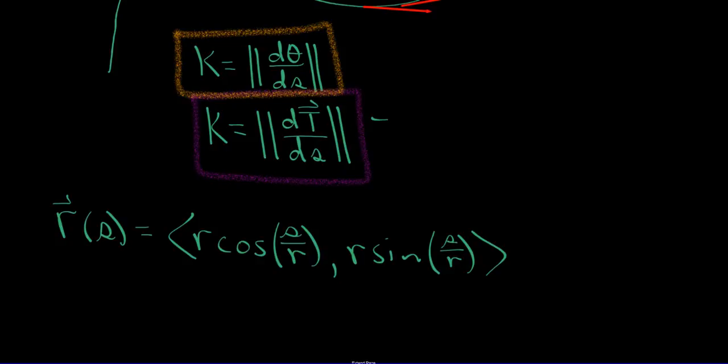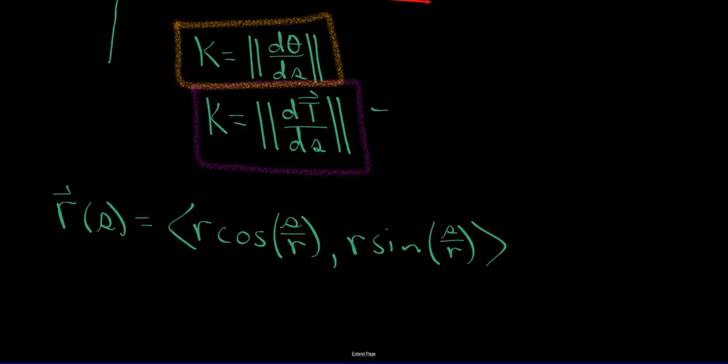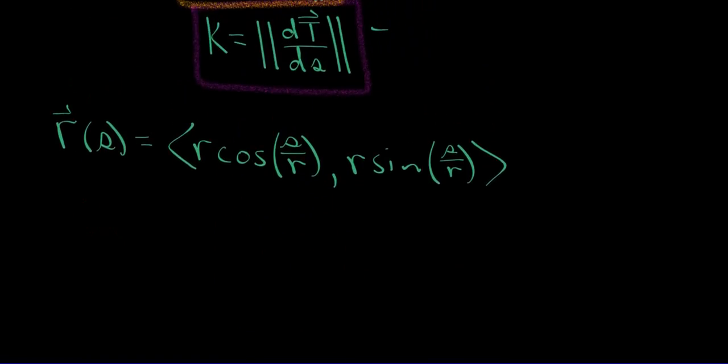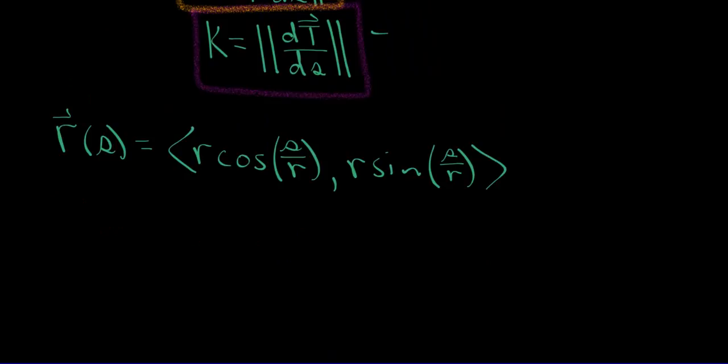Okay, so I have parameterized this circle, and it says plainly that curvature is the magnitude of the derivative of the unit tangent vector with respect to arc length. So what I've got to do is find the unit tangent vector. So here I go. The unit tangent vector is going to be, remember, what you have to do is find the derivative and then divide by the magnitude of the derivative, right? Okay, so here I go.